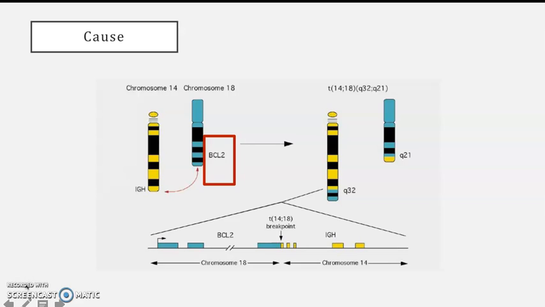The cause of FL is unknown. It's believed that there's an association between FL and a chromosomal rearrangement of BCL2, which may be causing the development or the progression of FL.